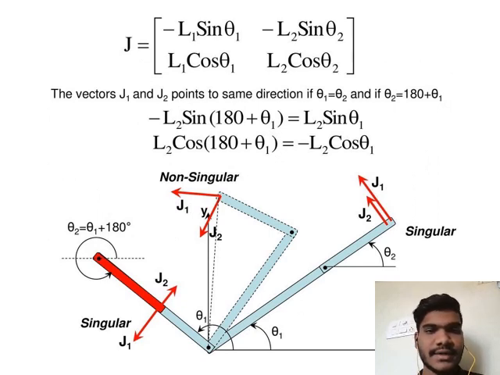J is equal to the matrix with entries minus L1 sin theta 1, minus L2 sin theta 2, L1 cos theta 1, L2 cos theta 2. The vectors J1 and J2 are in the same direction if theta 1 equals theta 2, and if theta 2 equals 180 plus theta 1: minus L2 sine of 180 plus theta 1 equals L2 sine theta 1, and L2 cos of 180 plus theta 1 equals minus L2 cos theta 1.